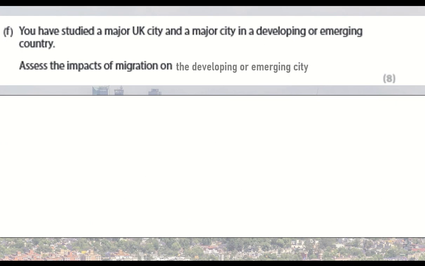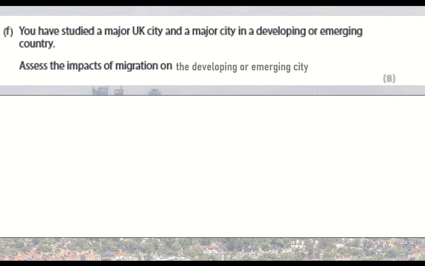Okay, the next one, a dreaded 8 marker. Again, you should have seen this coming really from my previous parts of this lesson. You have studied a major UK city and a major city in a developing or emerging country. Assess the impacts of migration on the developing or emerging city. So this one, the first part of this, don't be confused by that. It's just telling you you've studied Norwich and Mexico City. But this question is assess the impacts of migration on Mexico City, the developing or emerging city. Norwich doesn't feature in this particular answer.